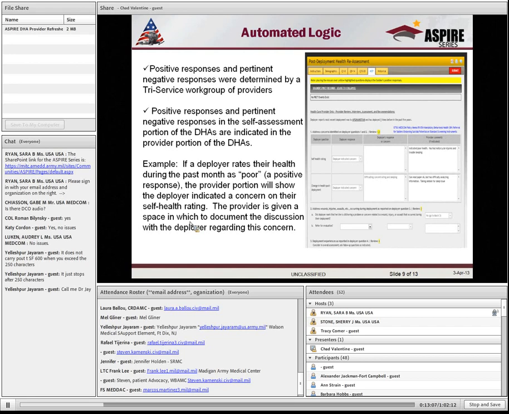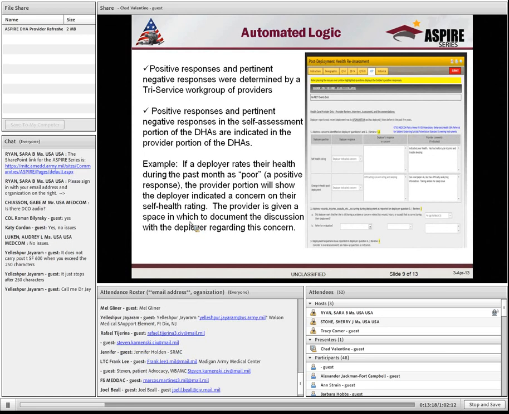The positive responses and negative responses and the self-assessment portions of the DHAs are indicated in the provider portions. Basically, when the deployer is filling out the form, whether they have a negative answer, meaning it was a no, a positive response, or if they just did not answer that question, and I'll touch on that a little bit more, how they're able to do that as far as not answering the questions. But no matter if they leave no response, a negative or positive response, that is reflected on the healthcare provider portion of the form when you're going through the assessment with the soldier. So you'll be able to see all responses.